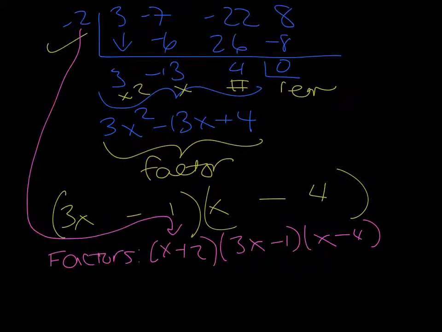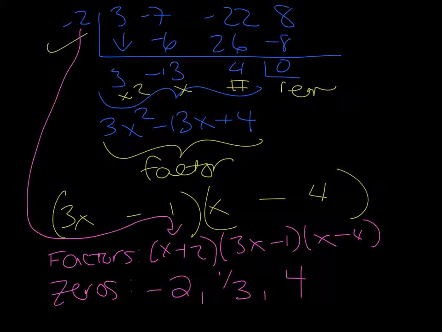If I ask you to list them as zeros, you would just list negative 2, positive 1/3, positive 4. You set each one of these parentheses equal to 0. So that's going to give me negative 2, a positive 1/3, and a 4 as my zeros. Okay.